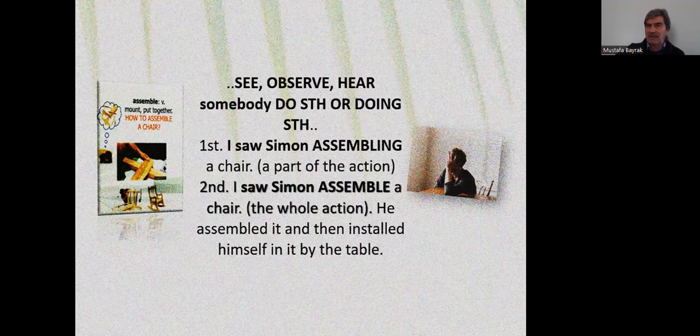And I can say this too. He assembled it and then installed himself in it by the table. Installed himself means something like established himself, and set on it. Okay, installed himself in it by the table. Yes, these are really useful. For example, we install an application on our computer. Install also means mount and assemble.